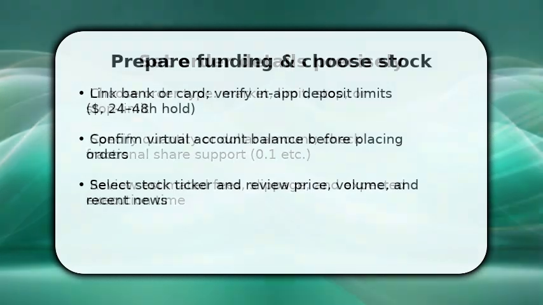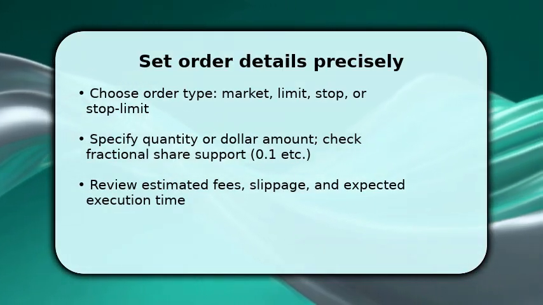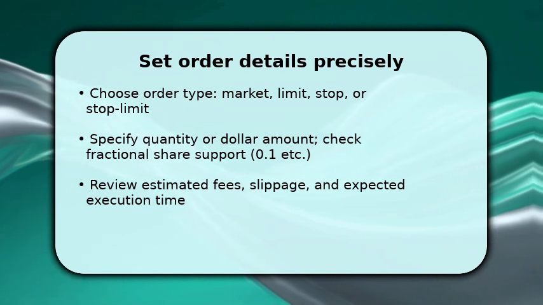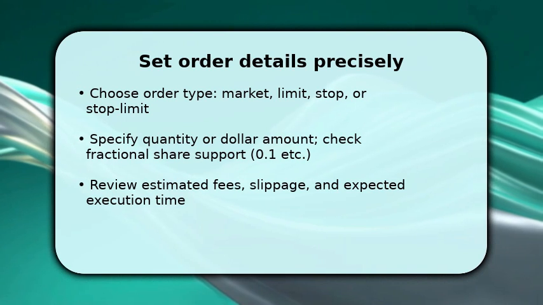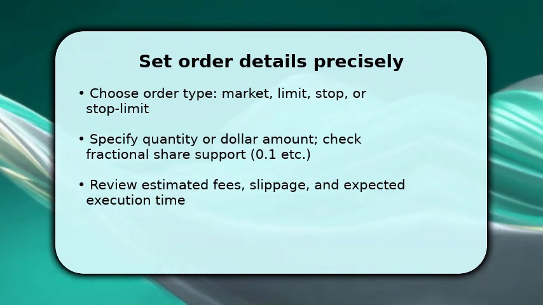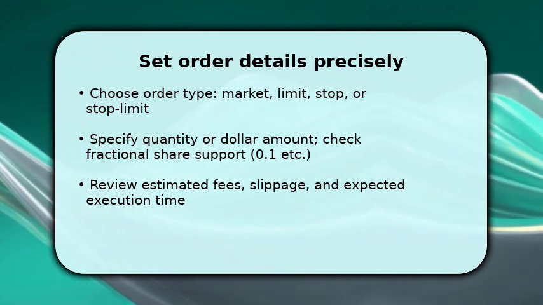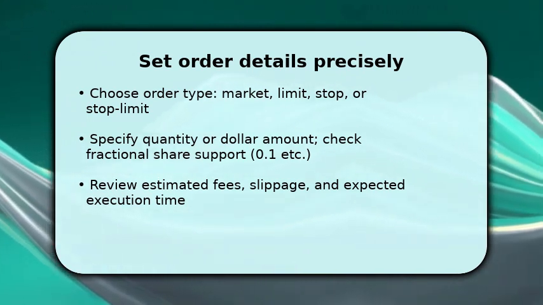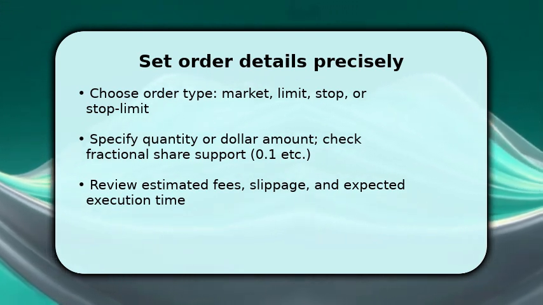Now decide how you want to buy. Pick market for immediate execution or limit to control price. You'll enter quantity or a dollar amount. If the app supports fractional shares, enter decimals like 0.5. Make sure to toggle time in force, day versus GTC, and inspect estimated fees or slippage. Once you've set these, preview the order and read the execution estimate. This step prevents surprises and clarifies why price might differ.